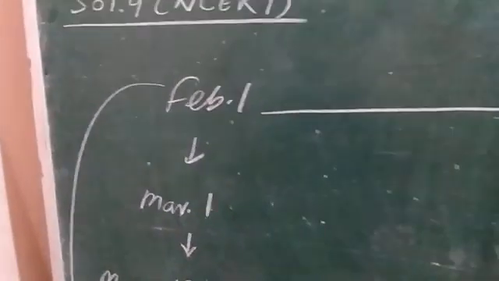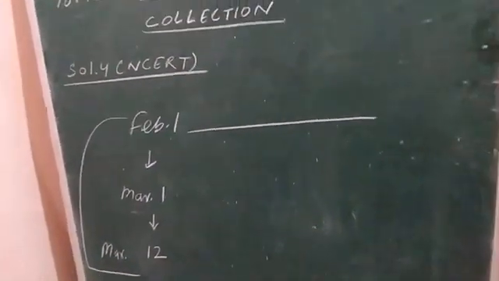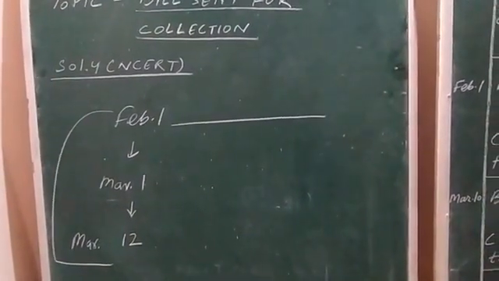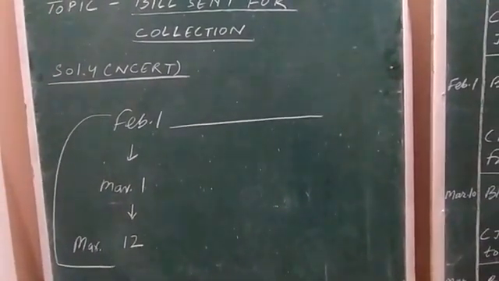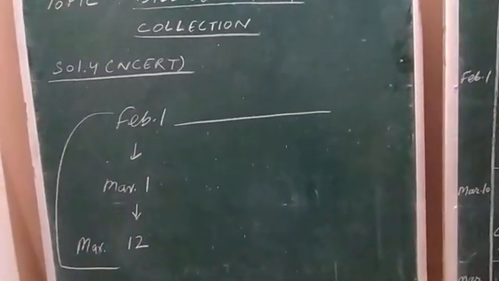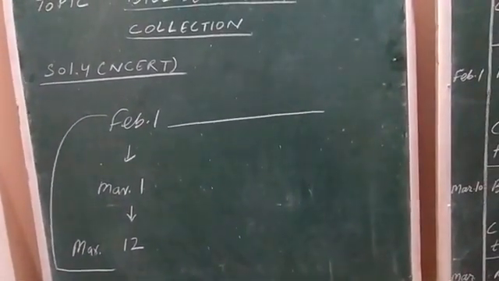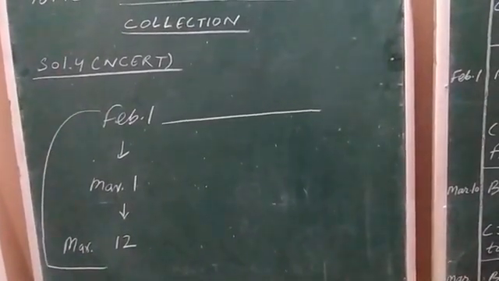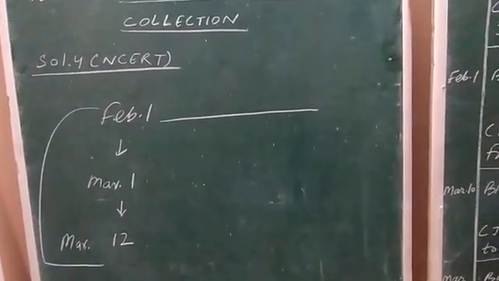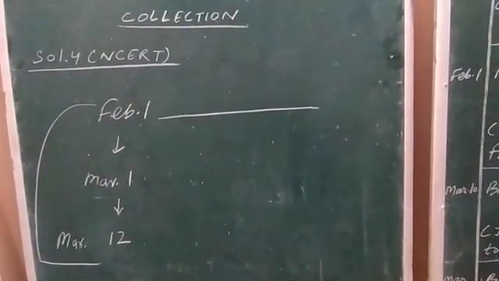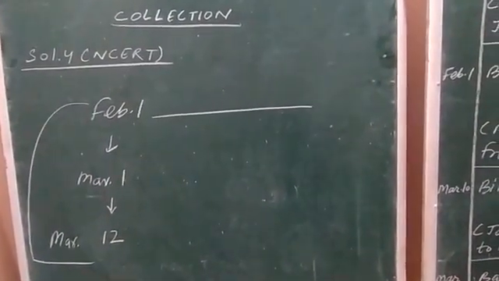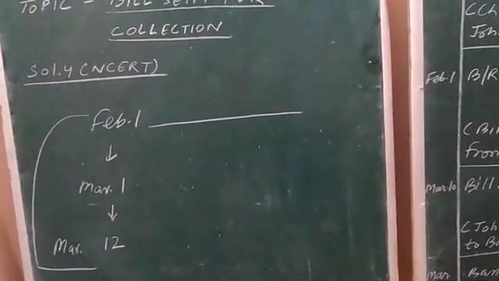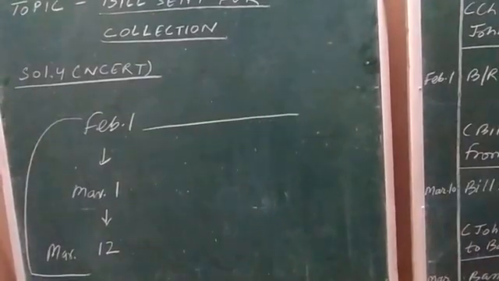If we count 40 days after Feb 1st, we know Feb is the month, and in this month there will be 28 days. After 28 days we have counted 12 days of March. 28 plus 12 days, we get 40 days. So the due date of the bill receivable is March 12.